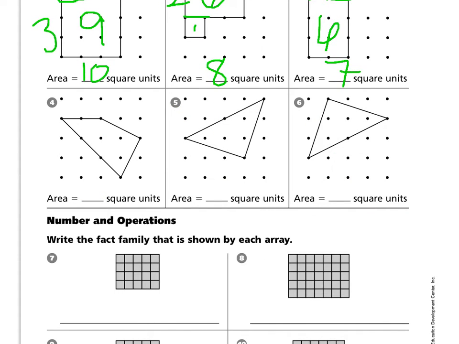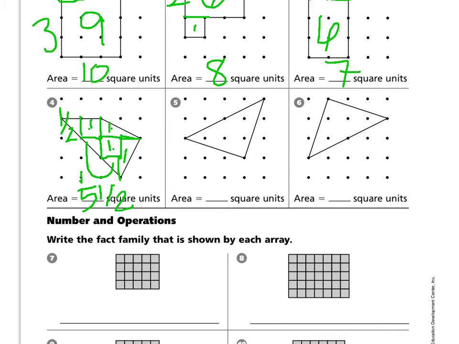Number 4, you're going to want to cut into different pieces, and I know that this is going to be 1 and a half, and then I have 1, and another half, and then I have these equal 1. So I have 1, 1, 1, 1, 1 and a half. So count that up. I have 1, 2, 3, 4, 5 and a half square units.